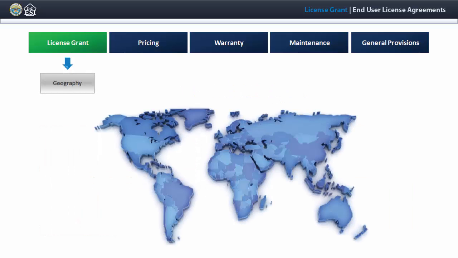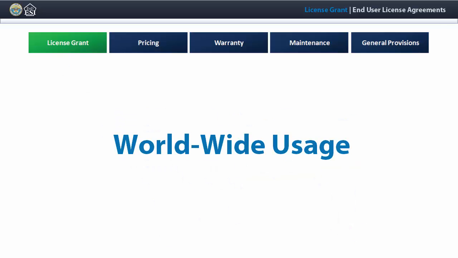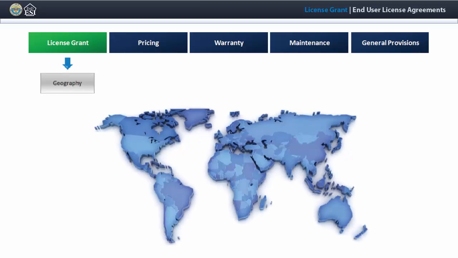Define the geographic area in which the software may be used. The default position for government use rights should cover worldwide usage. Only in extreme circumstances should the geographic scope be limited to anything other than worldwide.